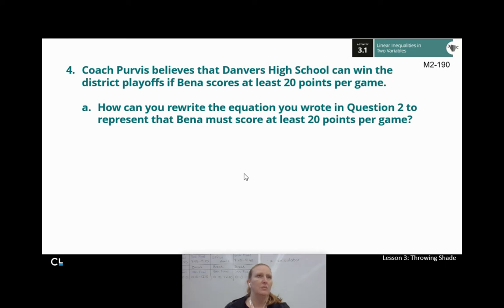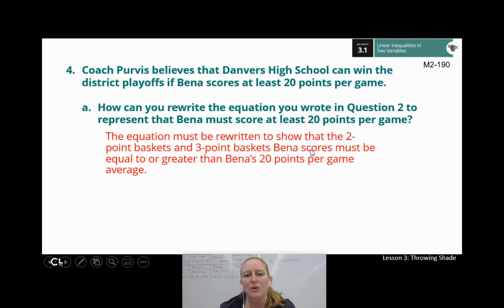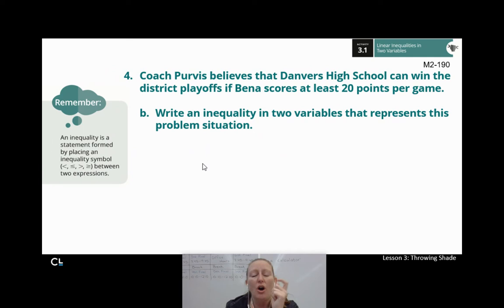Go ahead, hit pause, put a little thought into that, and then hit play to keep the discussion going. So here's my thinking. I don't want it to be an equation. I don't want an equal sign. I need to rewrite the equation to show that the 2-point baskets and 3-point baskets Bennis scores must be equal to or greater than Bennis's 20 points per game average. So on part B, can you write that inequality? Can you write an inequality that represents the situation? Go ahead and hit pause, write it down, hit play when you're ready to check your work.